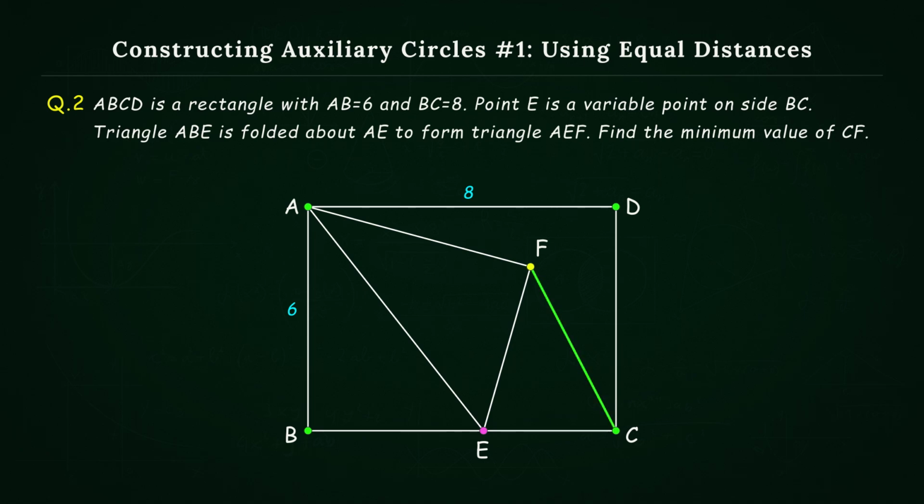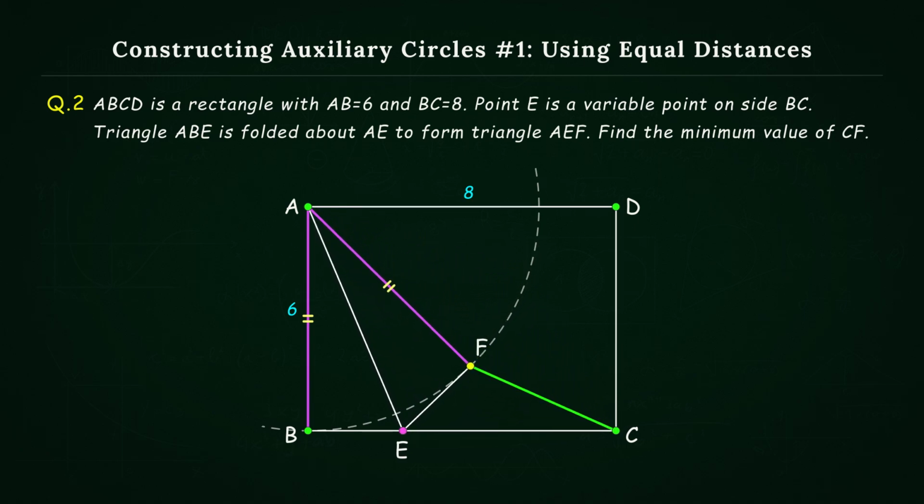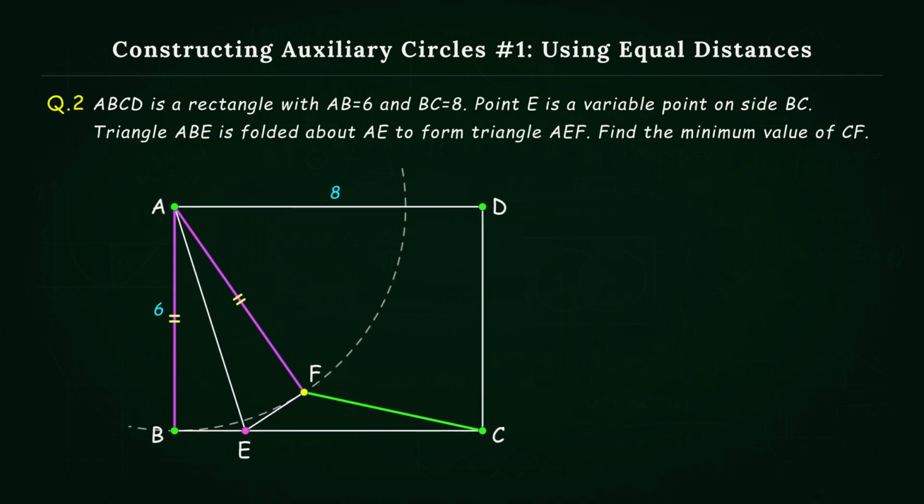The key to solving it is to understand the path traced by point F. No matter where E moves, F is always the reflection of B in the line AE. Therefore, AB is always equal to AF. So, as E moves, F must always lie on a circle centred at A. Once this hidden circle is constructed, the key to the problem is almost revealed.